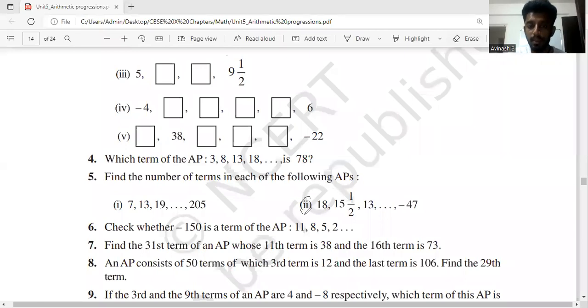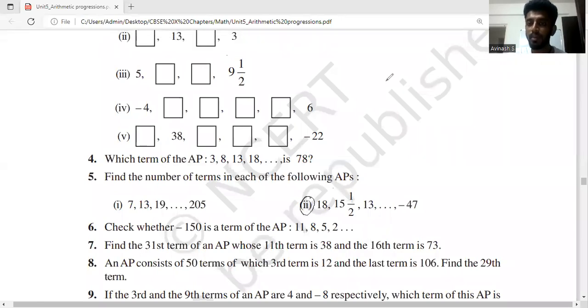With respect to the second subdivision, we follow the same strategy, which means the value of an has been given as minus 47, which is the nth term, and we do the formula, which is a plus n minus 1 into d, which is equal to minus 47. You have to be very careful with using the signs. And a is 18, and then n minus 1 into, let us find the value of d here. Let us find the common difference here.